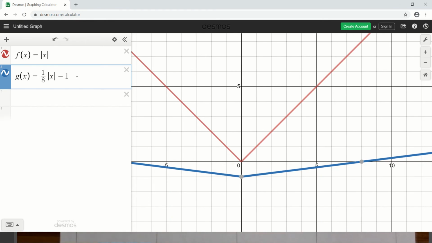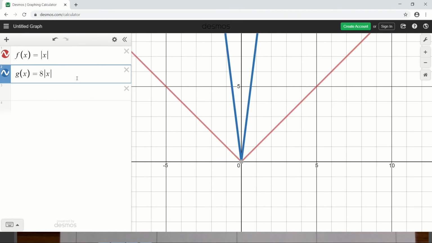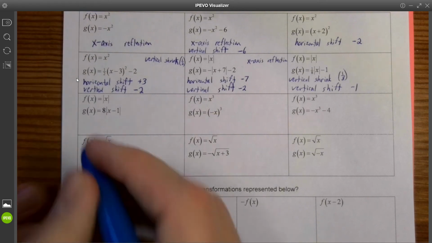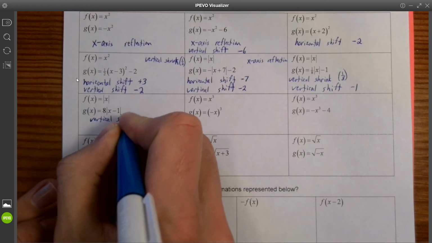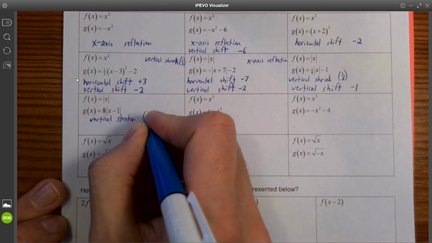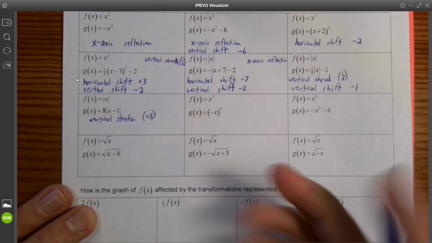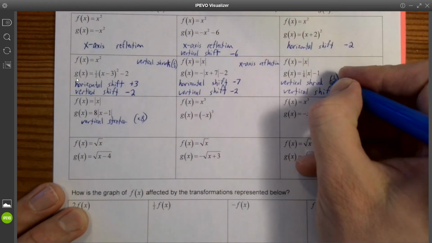So let's take that 1/8 out of the front here. We'll put an 8 there. Whoa, now it's much skinnier. So this is a vertical stretch, and it's times 8. Technically, I should say this is times 1/8.